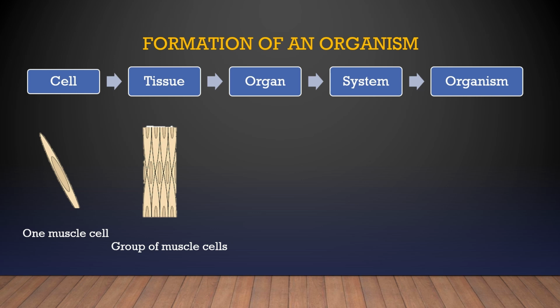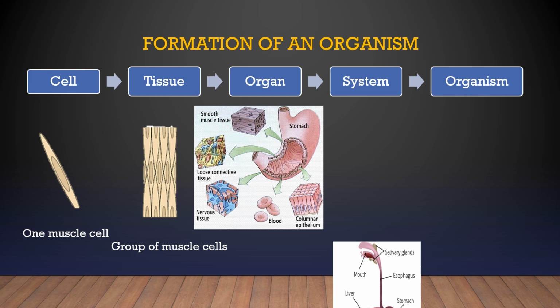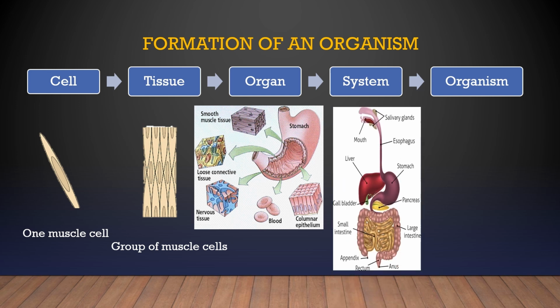So, for example, when a group of muscle cells combine, it forms the muscle tissue. When a few groups of different tissue come together, it forms an organ. For example, the organ stomach is made up of a few tissues such as muscle tissue, connective tissue, nervous tissue, blood tissue and epithelium tissue. Lastly, when a few organs combine together, it forms a system.